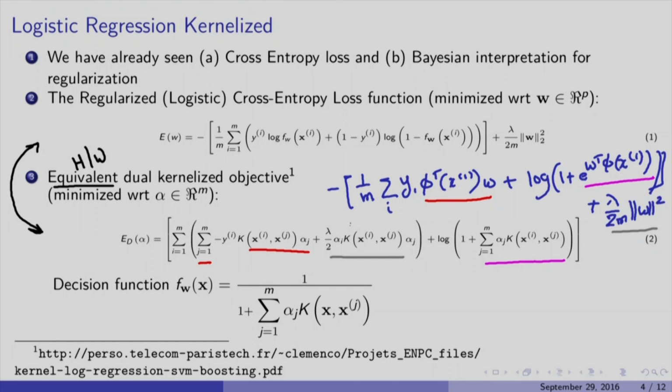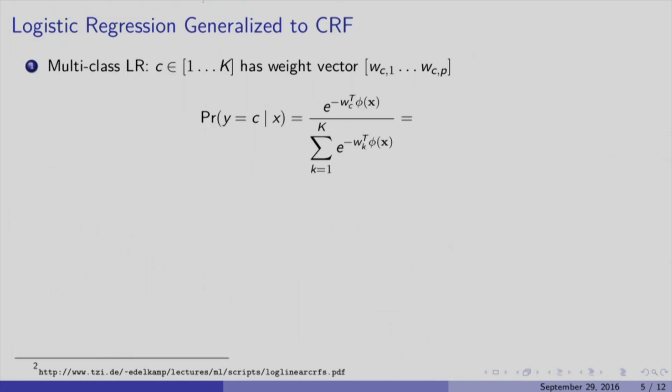The decision function is basically 1 by 1 plus summation over j of alpha j k(x, xj), and again note that this has taken the place of e raised to minus W transpose phi x. So we are going to look at the multi-class logistic regression and generalize it to settings where there is structure on the output space.